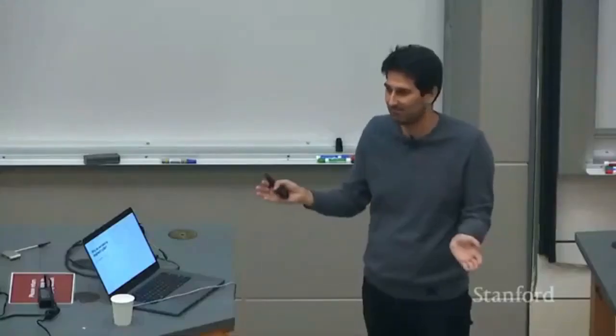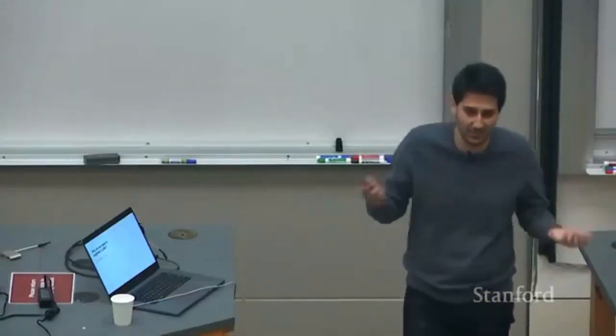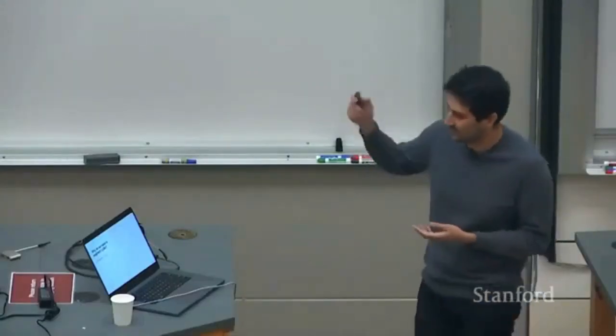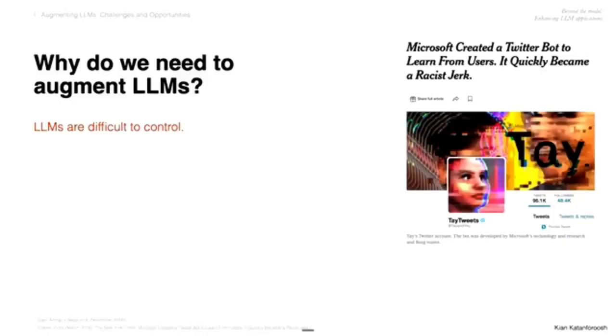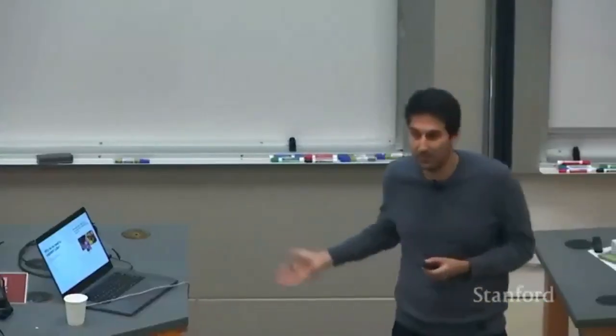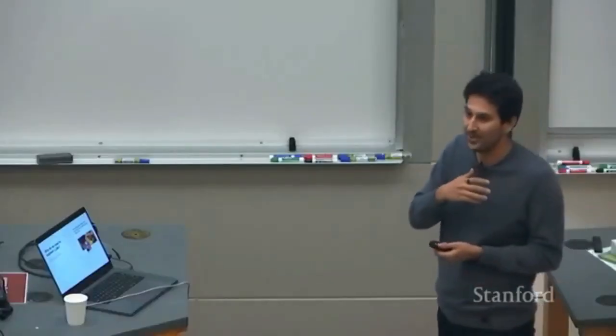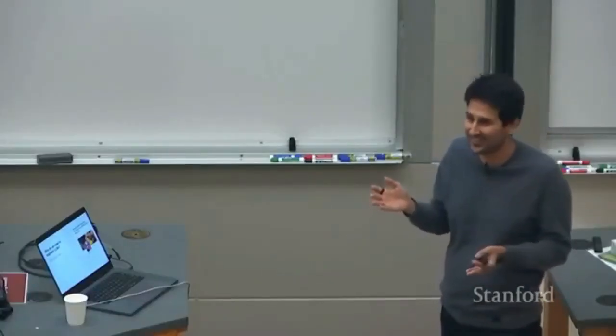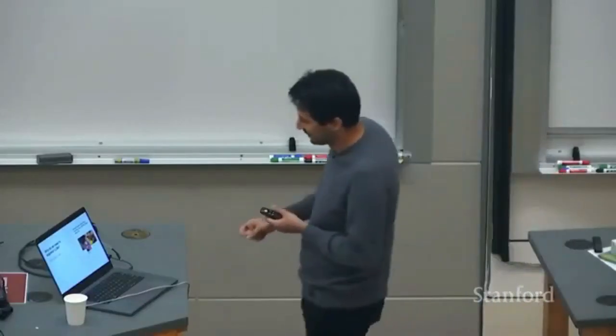LLMs are very difficult to control. Your last point is actually an example of that. You want to control the LLM to use a part of its knowledge, but it's in fact getting confused. We've seen that in history. In 2016, Microsoft created a notorious Twitter bot that learned from users, and it quickly became a racist jerk. Microsoft ended up removing the bot 16 hours after launching it. The community was really fast at determining that this was a racist bot.